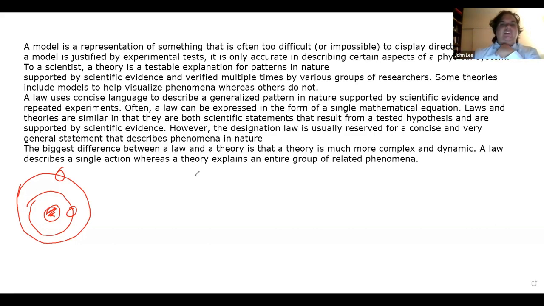So that's going to be a theory because it's not very concise, but if you talk about Newton's second law, then all that is F equals ma. It describes a lot of stuff. It's a very detailed accounting of the relationship between force and acceleration. So it gets to be called a law while the theory of relativity is a theory.